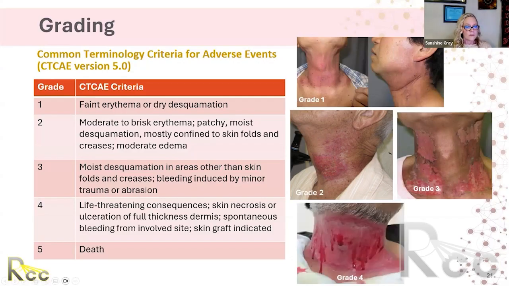And then this is a photo of grade 4 radiation dermatitis. It is something that we typically do not see in a clinical setting outpatient. Usually, if this is going to occur, we have long since stopped radiation treatment, hopefully, and these patients are probably in the hospital because they will likely need a skin graft. But as you can see with this person, they just are having spontaneous bleeding and it's full thickness, full dermal thickness that they have had this radiation dermatitis. And then of course, grade 5 would be death, which we hopefully do not also see in an outpatient setting.